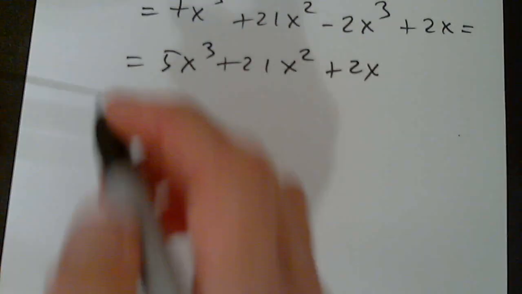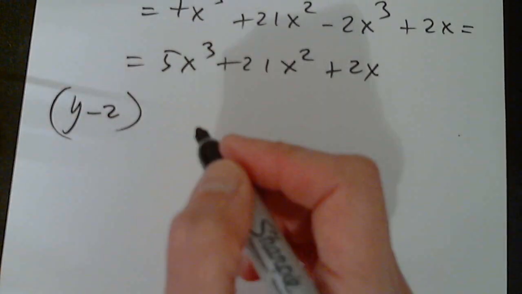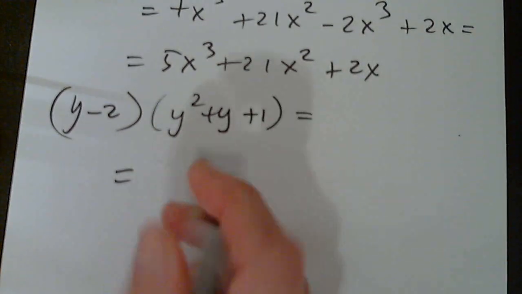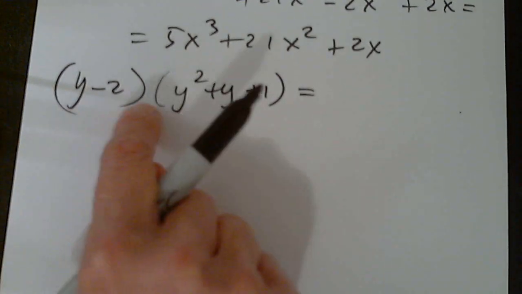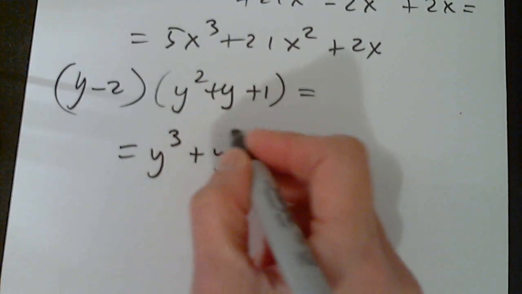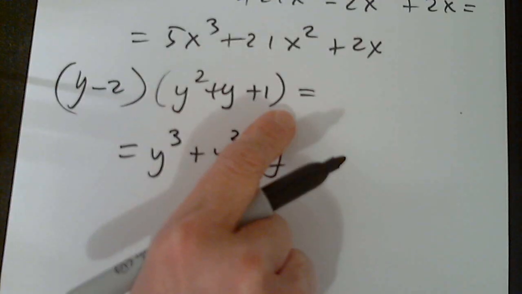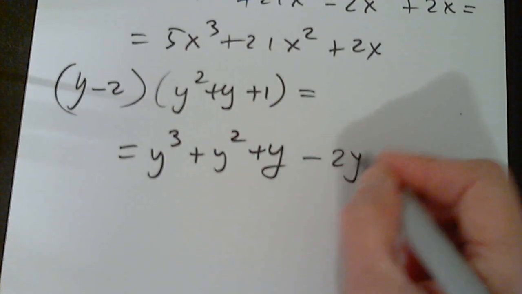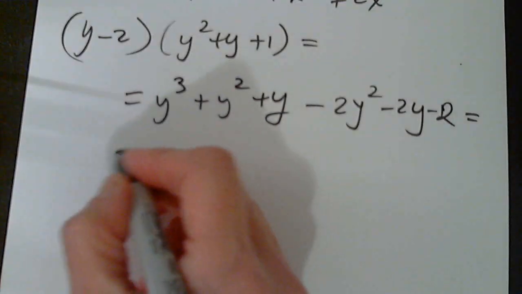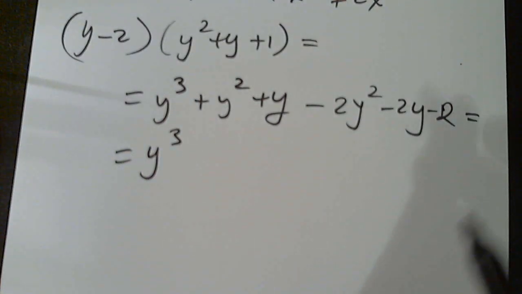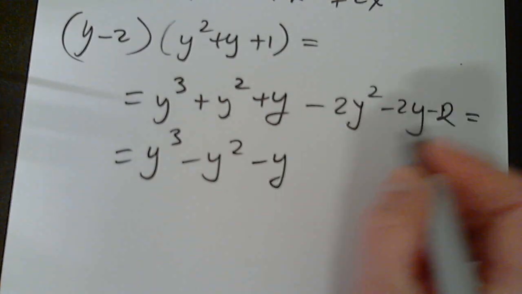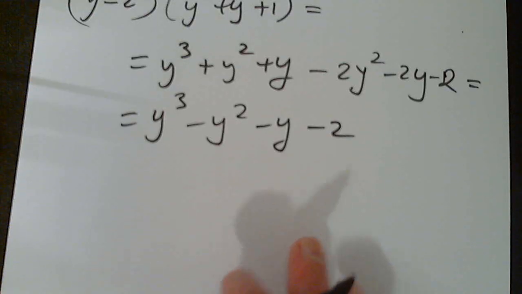I'm assuming you're going to stop me if you have questions. So 1 minus 2, y squared plus 1 plus 1. y squared plus y plus 1. y has to be distributed to all three. y cubed plus y squared plus y. Negative 2 has to be distributed to all. Negative 2y squared, negative 2y, and minus 2. Combine like terms. Always present everything in descending order. These two, negative y squared. These two, negative y, and negative 2. And this is it.